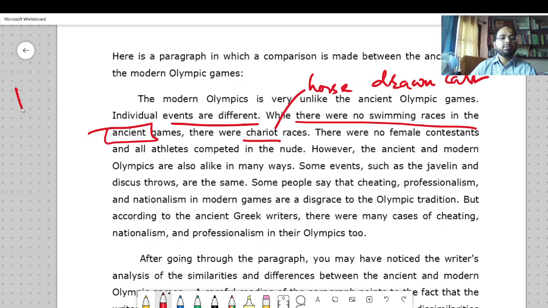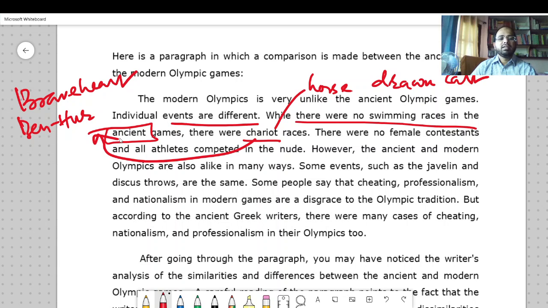One example is Braveheart, a very good movie. It has a very good chariot race, and it was done by Mel Gibson. Another movie with chariot races is Ben-Hur, a very good movie. There were no female contestants and all competed in the nude. That means there was no such civilization and culture.